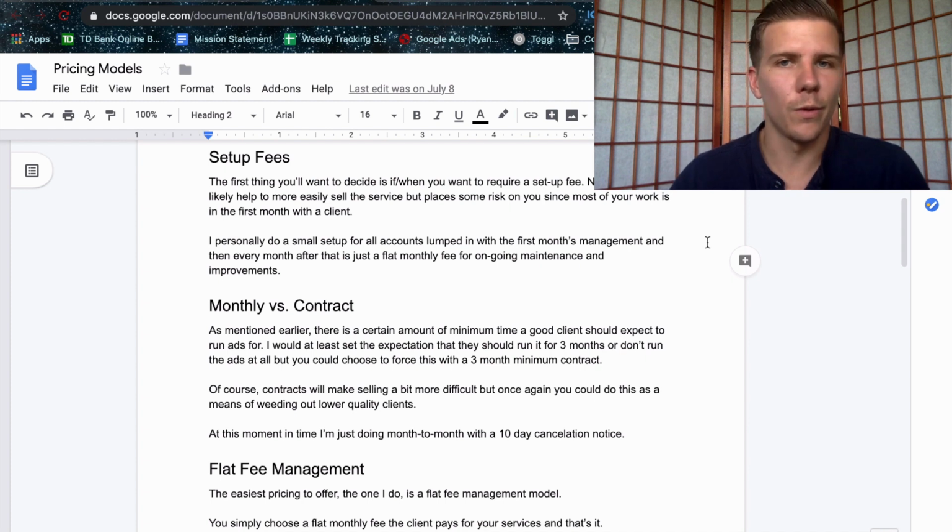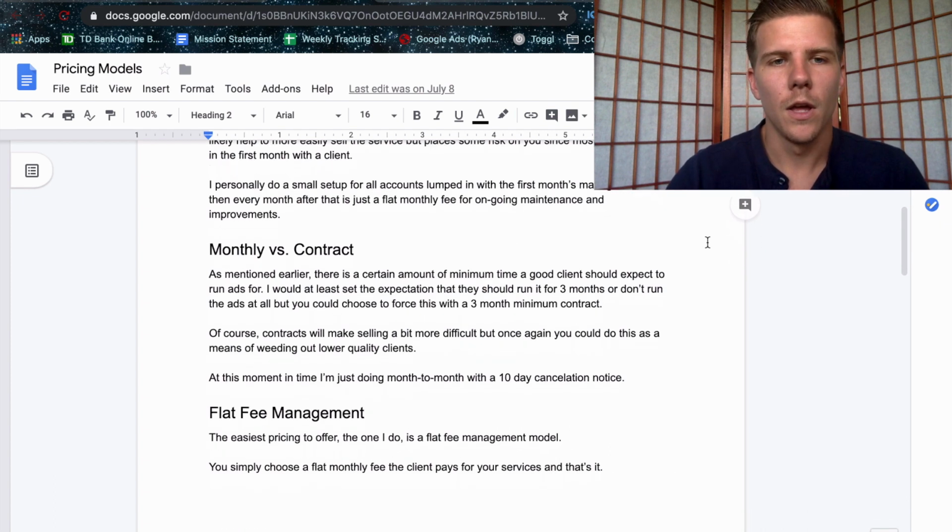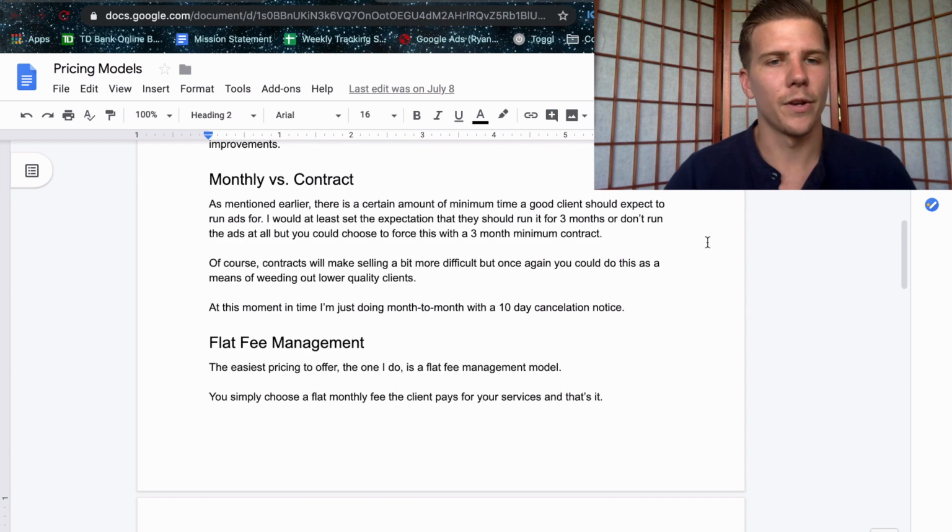Otherwise, you could do no setup fee, and that might be easier to sell, but there is quite a bit of front-loaded work with Google Ads, and you're going to miss out on that opportunity. So it's give or take in that scenario. You'll also want to decide on whether you're going to do monthly versus contracted, and you could do like a 3-month minimum contract to lock people into a certain duration, as talked about before, just to ensure that they're seeing a good duration of data just so they can accurately judge performance, and you can force them into that.